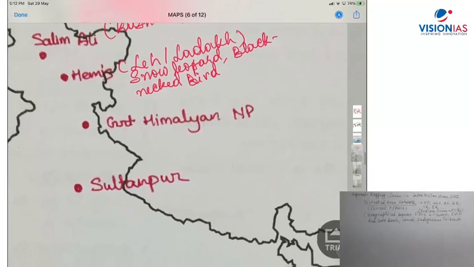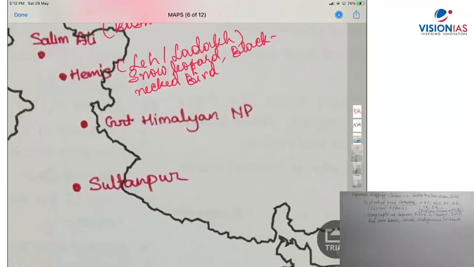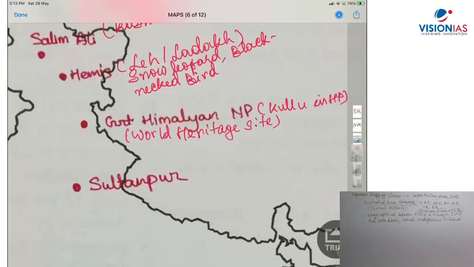Like for example, this one, Great Himalayan National Park. That is in Kullu, near Manali, in Himachal Pradesh. This is the Great Himalayan National Park, and UNESCO has declared it a World Heritage Site. So you have to connect such information, and it's a high altitude area, whereas Hemis in Leh Ladakh is a part of the cold desert biosphere reserve. In India, we have two types of deserts, hot desert and cold desert.